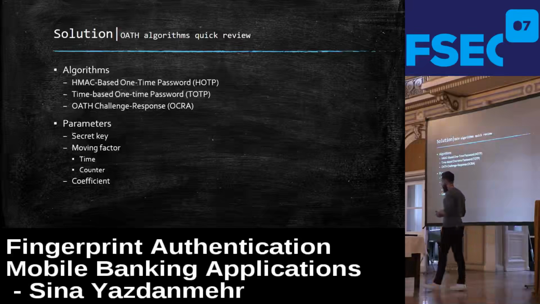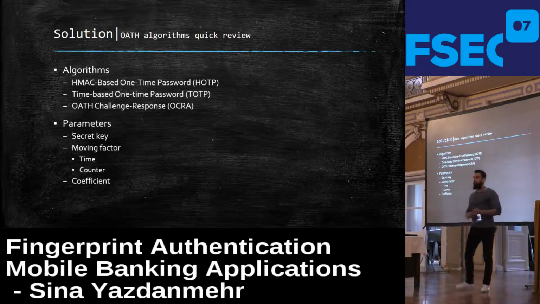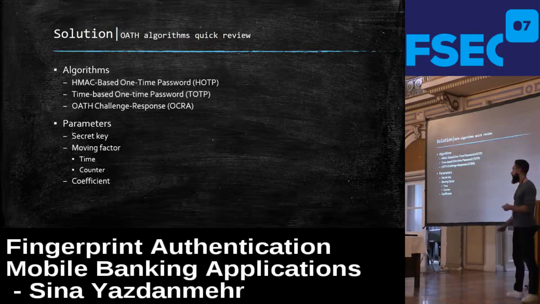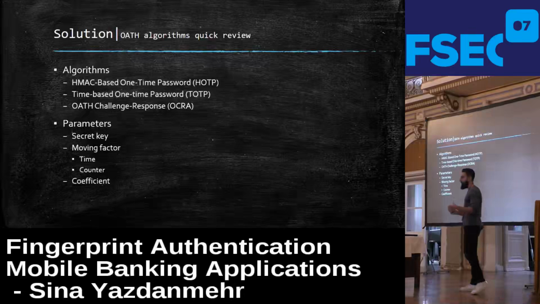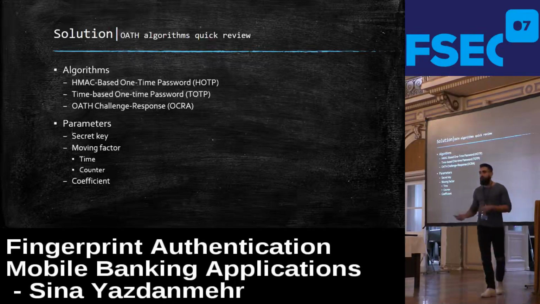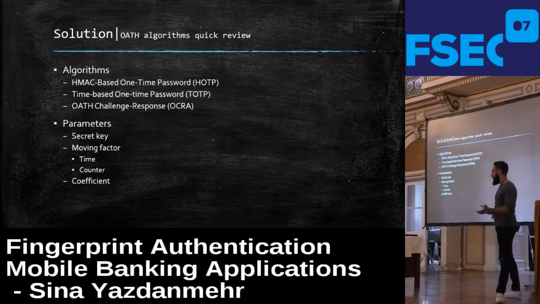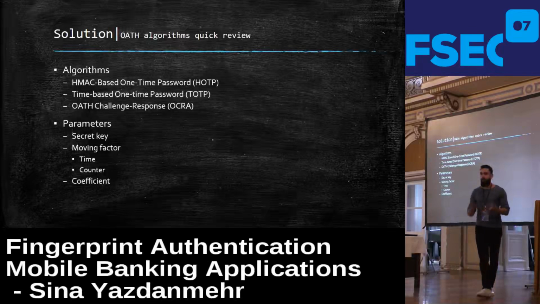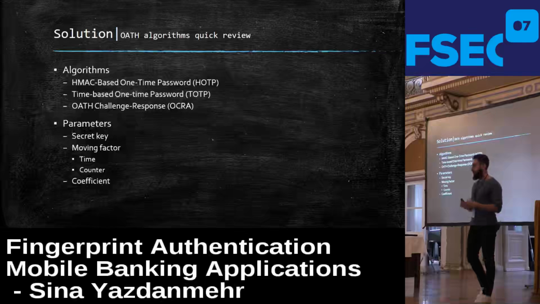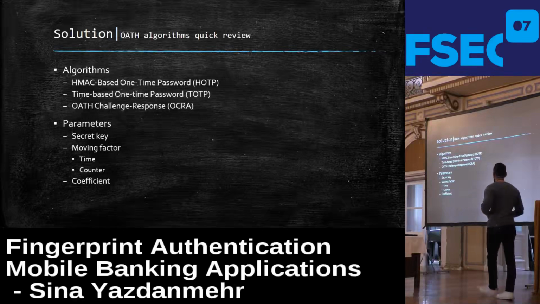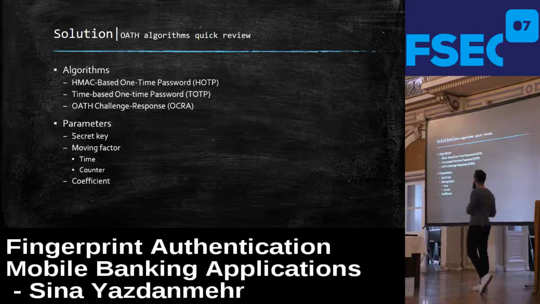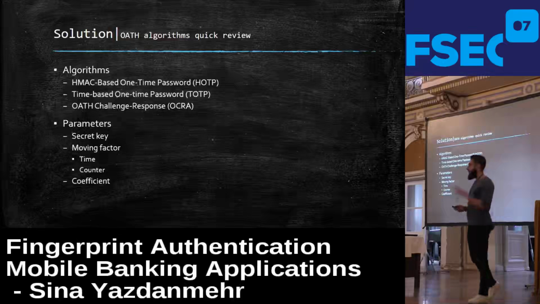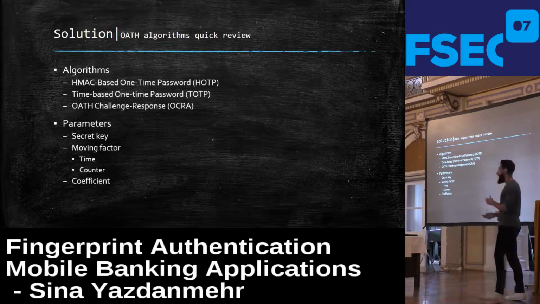And finally, a coefficient, because those algorithms' output will be a float number between 0 and 1. So we can use a coefficient to generate a bigger number. For example, if you use 10,000 as a coefficient, your OTP will be 4 digits. 100,000 gives you 5 digits of OTP, and so on. Okay, how can we play with these parameters in order to implement a secure authentication and multi-level authentication?